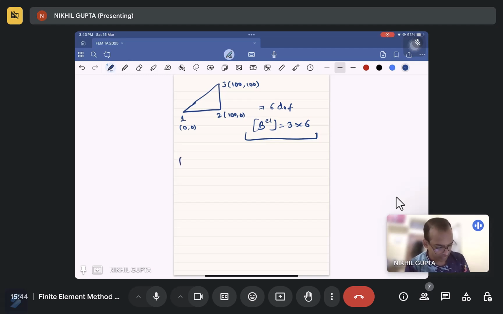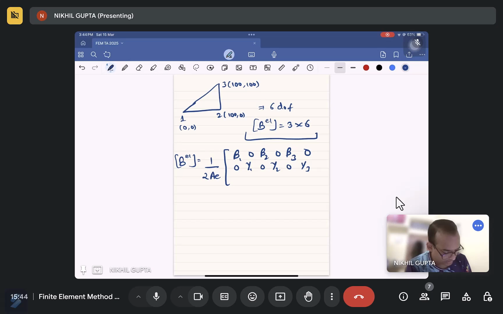So when we calculate B of the element, we have a matrix like this: beta 1, 0, beta 2, 0, beta 3, 0, and then 0, gamma 1, 0, gamma 2, 0, gamma 3, and here it will be gamma 1, beta 1, gamma 2, beta 2, gamma 3, beta 3.